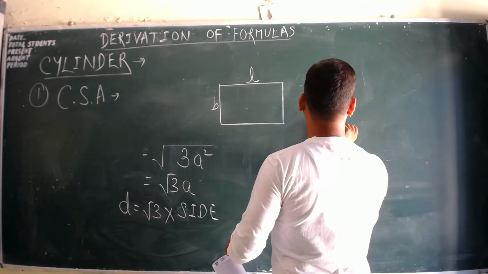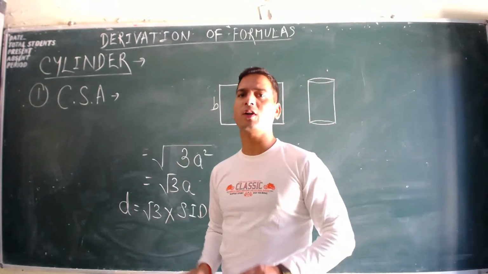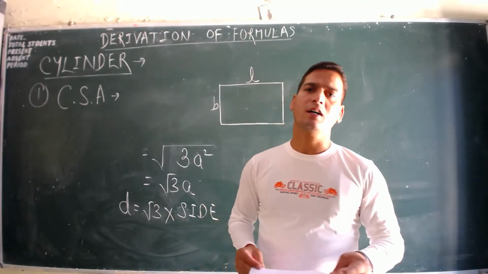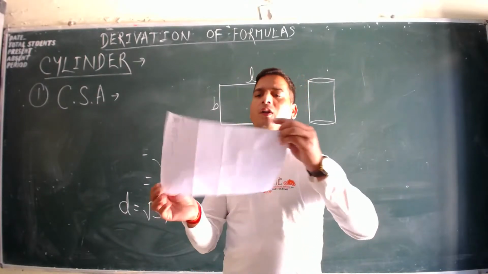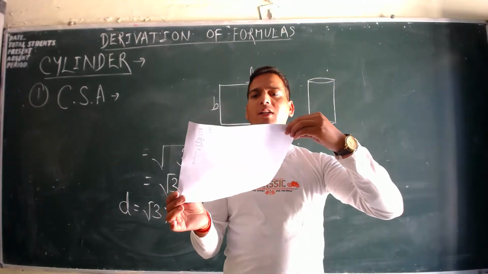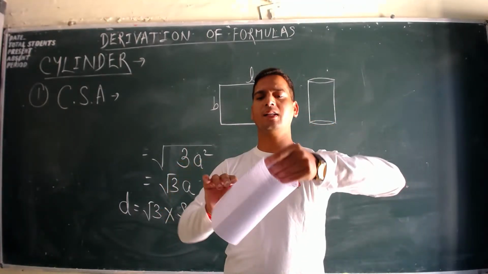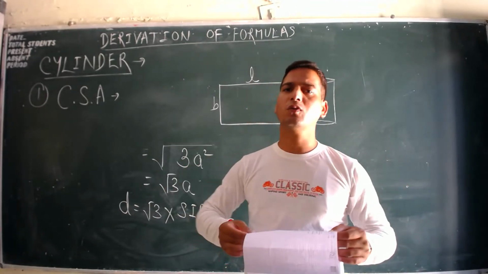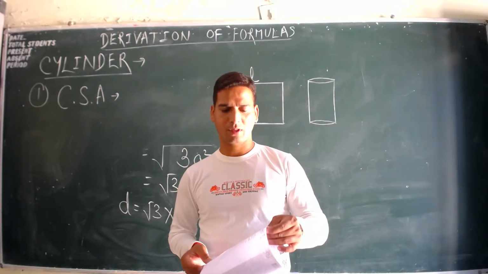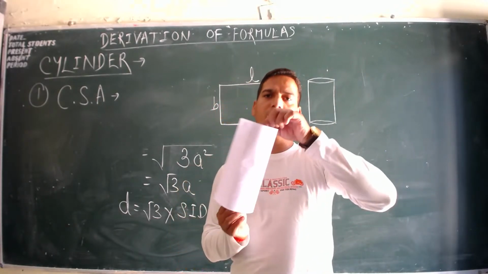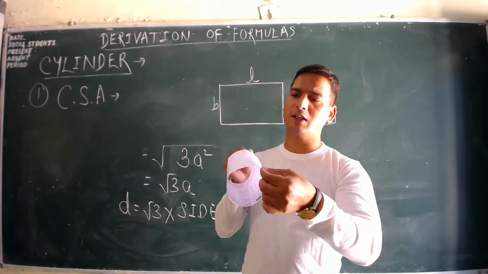Now, curved surface area. I told you earlier, surface area excluding the top and bottom face is called curved surface area or lateral surface area. So, on folding the rectangular sheet along the length, it's not necessary that you fold along the length. You can also fold along the breadth, it's up to you. So, on folding along a side, we'll get a hollow cylinder.